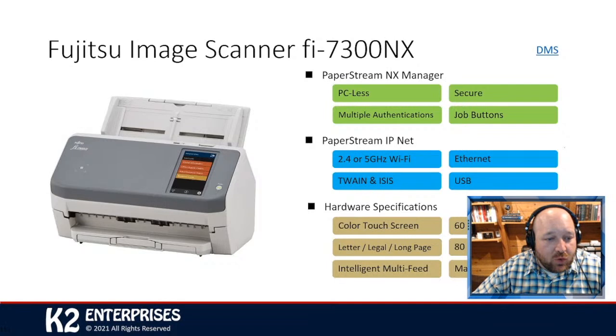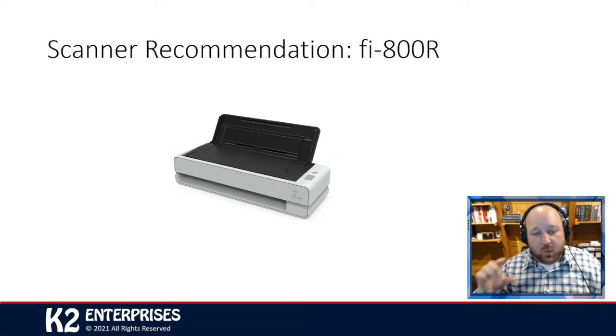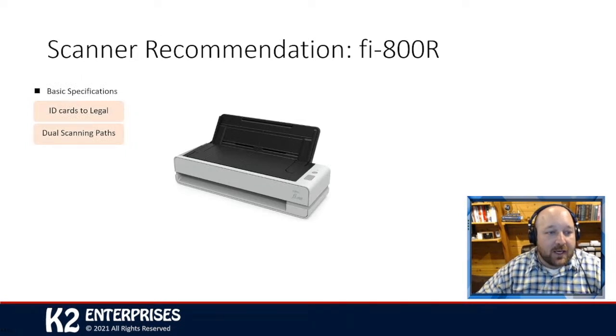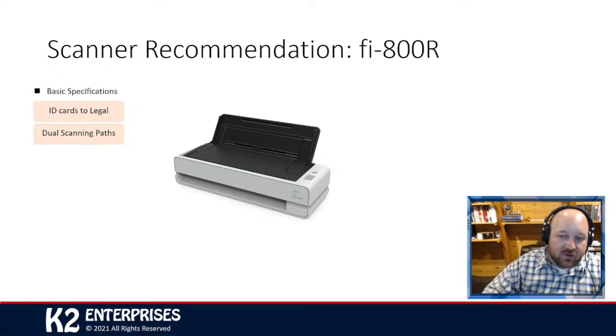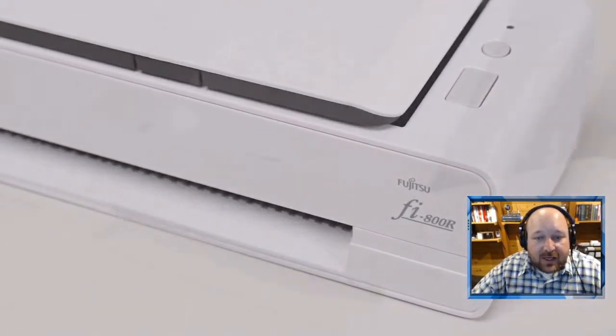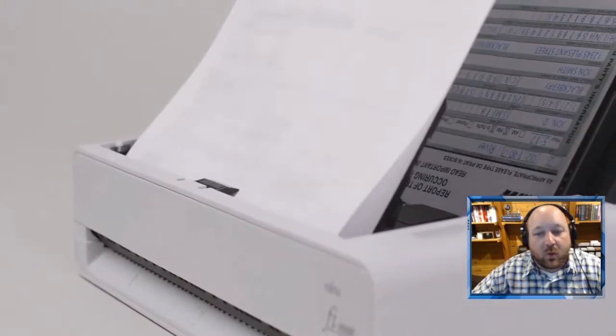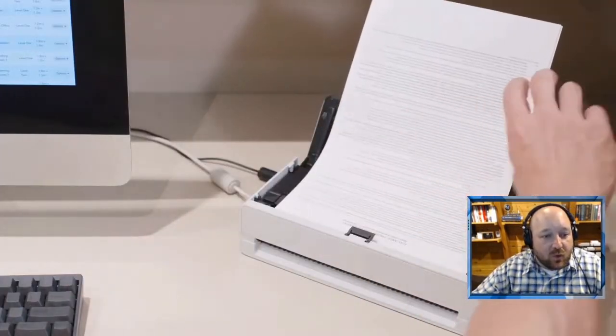Another really cool one here is this Fujitsu FI-800R. This scanner is really compelling. It is the size of a tissue box, and it is incredibly easy to use and very fast. It can scan anything from an ID card to legal. It can do simplex and duplex, one side or two side, and it is just really a really nice unit. This is a great scanner if you're going to send a scanner home with somebody, or you're going to work from the client's office. I think you'd do really, really well with this device.